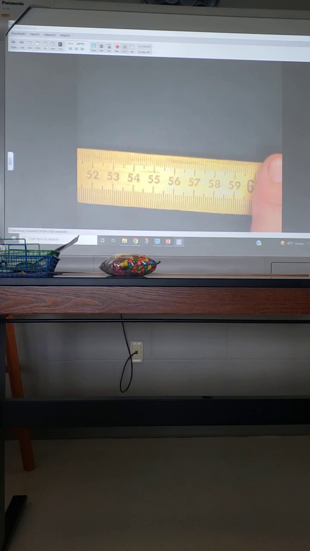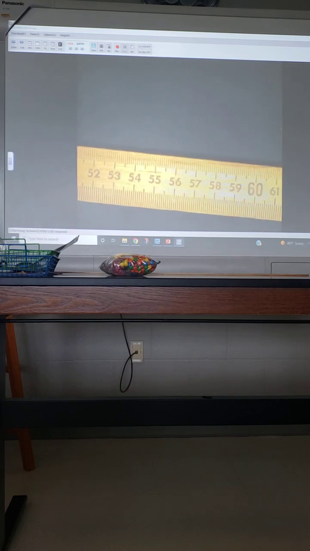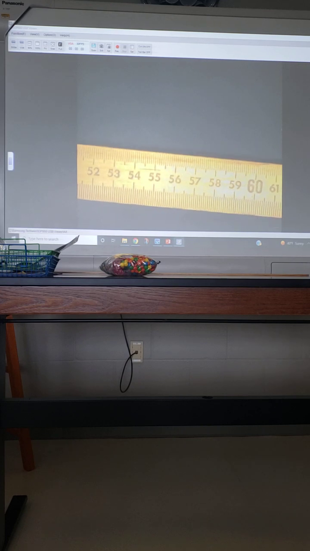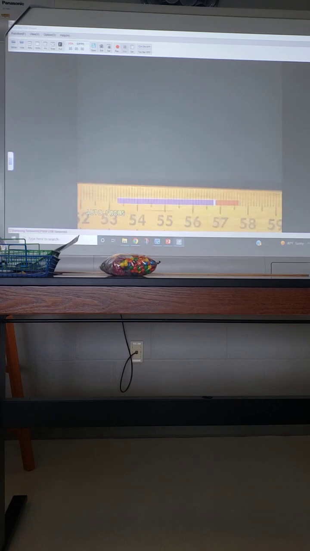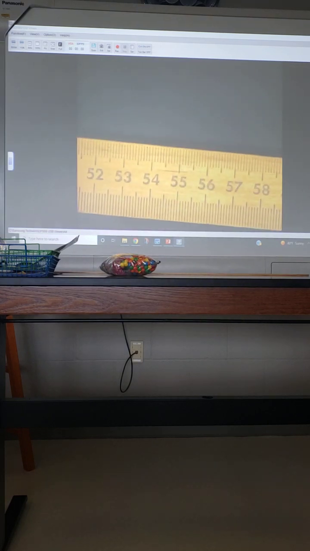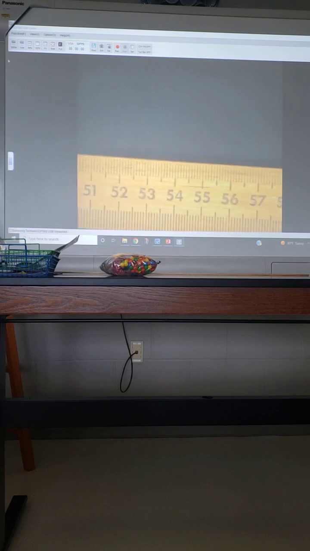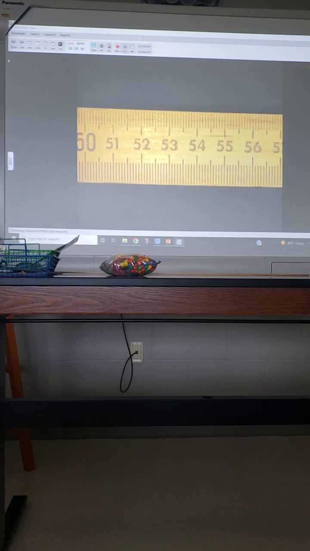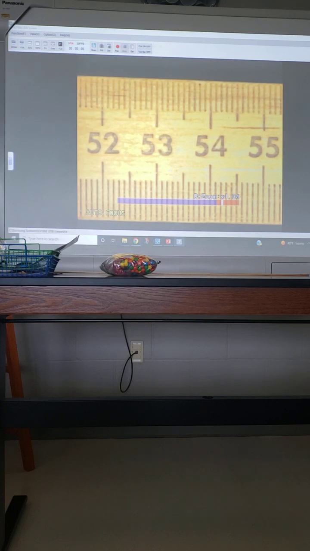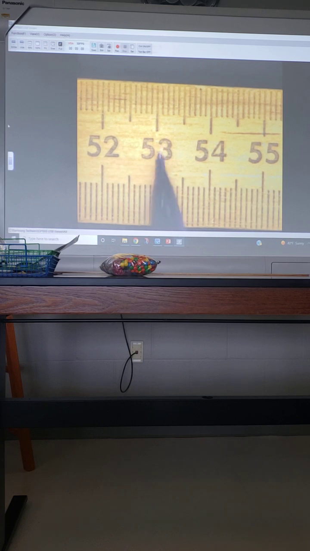I'm going to zoom in a little bit more. We also have, sorry, I'm trying to move my computer a little bit. There we go. In between each centimeter, you also see that these lines are marked. So we're going to look at spaces. This year, when we're looking at measuring things, we're going to be looking at spaces.